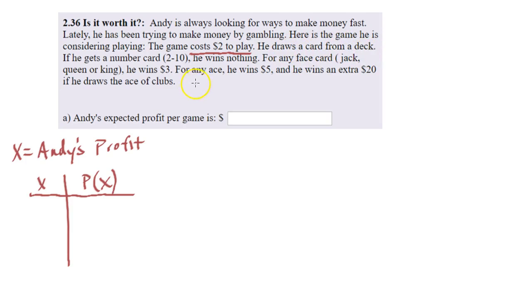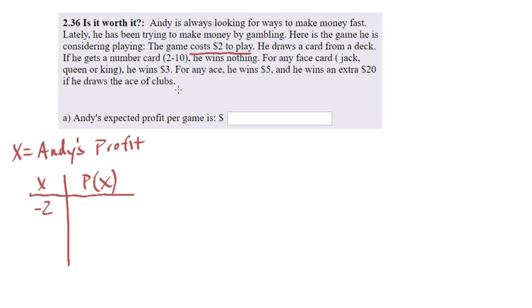He draws a card from a deck. If he gets a number card 2 through 10, he wins nothing. So the outcome is 0 minus 2, which is minus $2 net in total. He would be losing $2 if he gets a number card, because he has to pay to play the game already, and then he wins nothing. Now, for the probability of losing $2, we have to figure out the probability of getting 2 through 10.